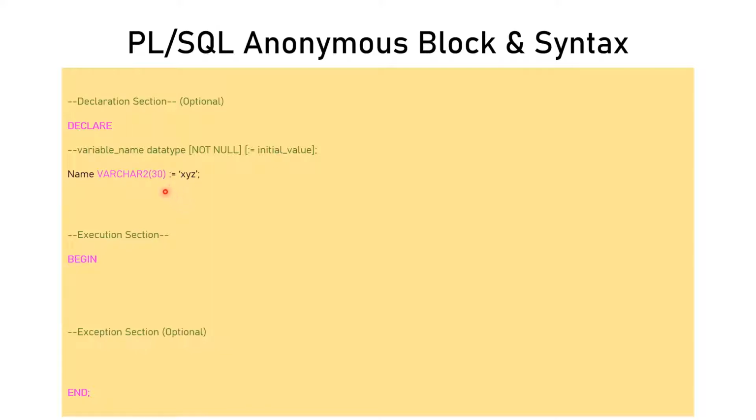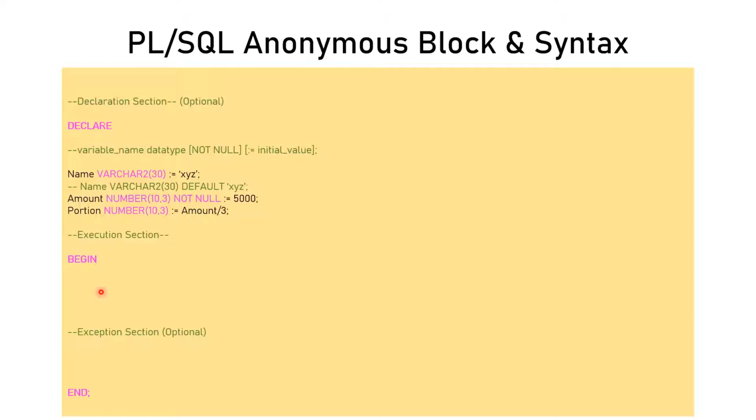Now, if we want, we can skip this assignment operator and instead use the default keyword. So then what this statement becomes is something like this: name varchar default xyz. So as you can see, we have simply replaced the assignment operator with the default keyword. Next, we declared two other variables, amount and portion. Both amount and portion are number type variables, where amount is set to not null, and portion is simply amount divided by 3.